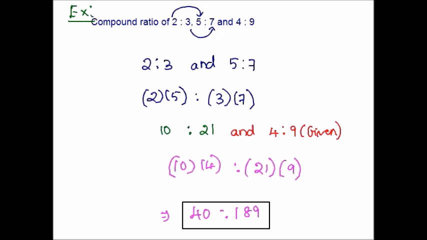So no matter how many ratios you are getting, you just have to find the compound ratios taking the pairs first, second, and the answer and the third one, and the answer and the fourth one. So it goes on like that. Now the second type is duplicate ratio.